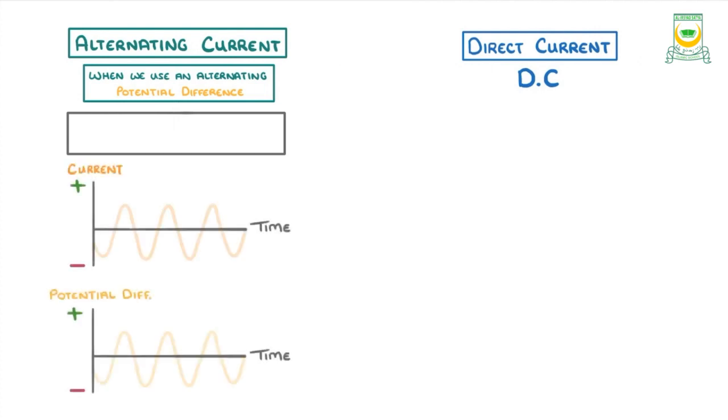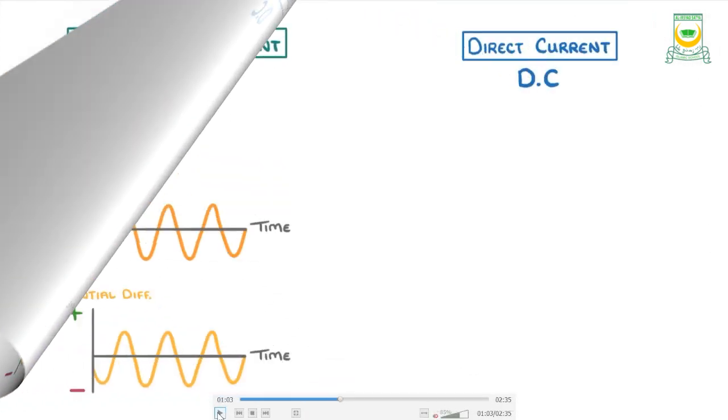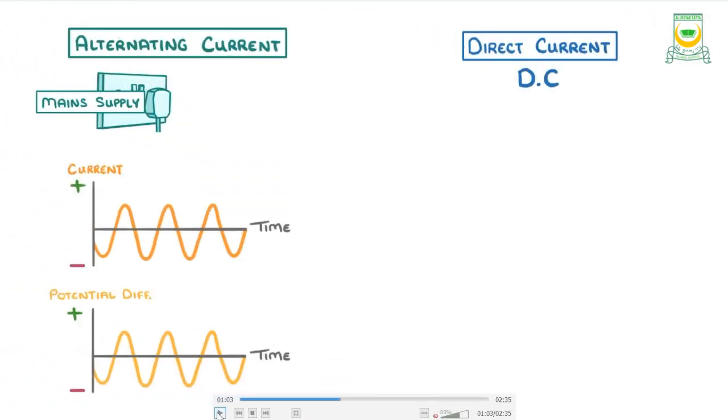Here we have two different graphs, the current and the potential difference. As you can see, both graphs fluctuate at the same time. It means that the current and the potential difference are always changing, but in the same way. It can be either positive or negative. For example, when you charge your laptop from the mains supply, alternating current flows to your device.